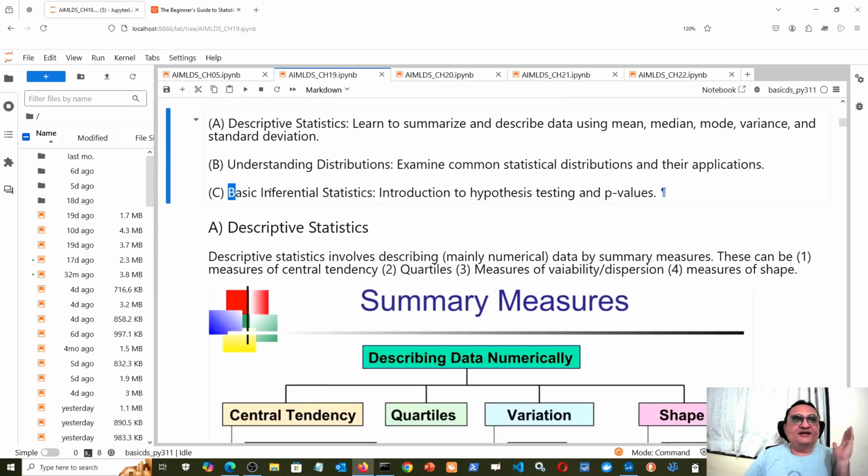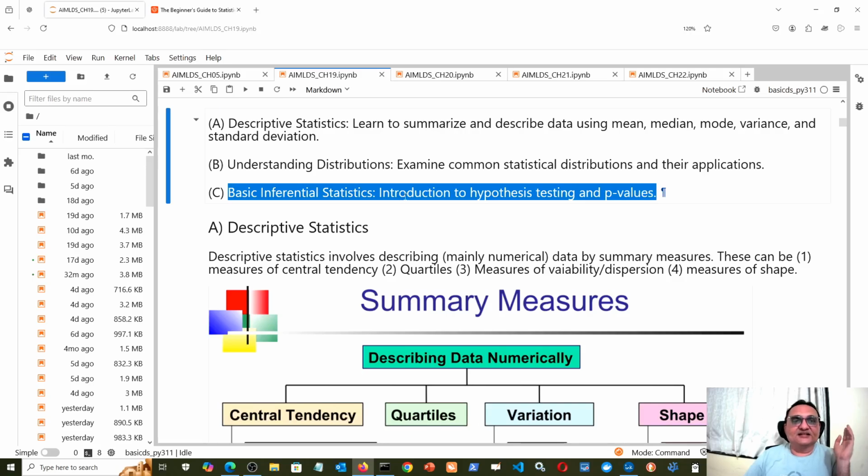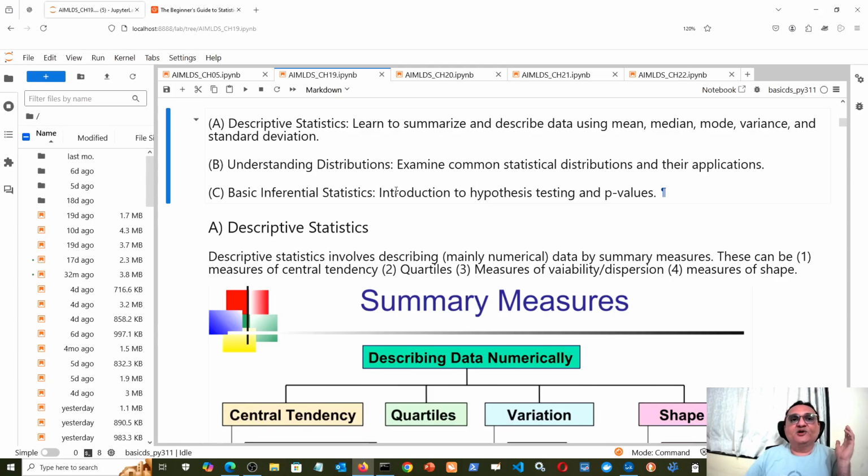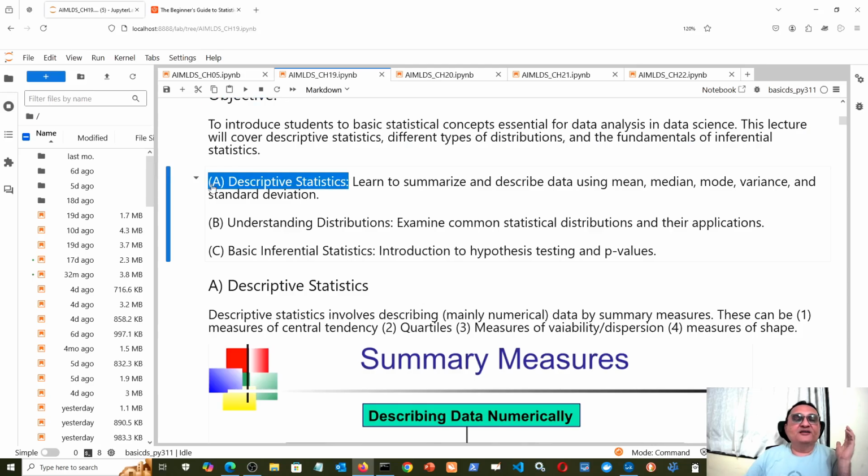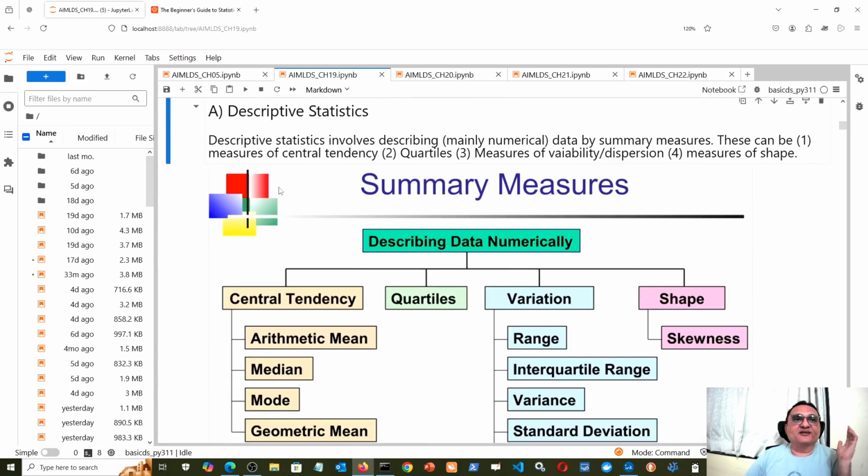Okay, and then this part, basic inferential statistics, introduction to hypothesis testing and p-value. So this is also very important part and completely new part. So we will go very slowly, and we will try to do as many examples as possible, real life examples, so that you feel interested. And this is very important. So in short, first part revision, second part interesting and important, and third part also very important. Okay, so let us start first part, descriptive statistics.